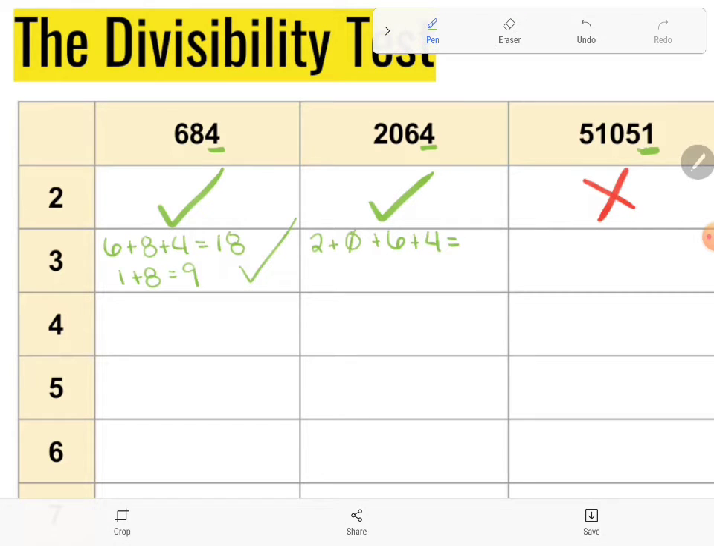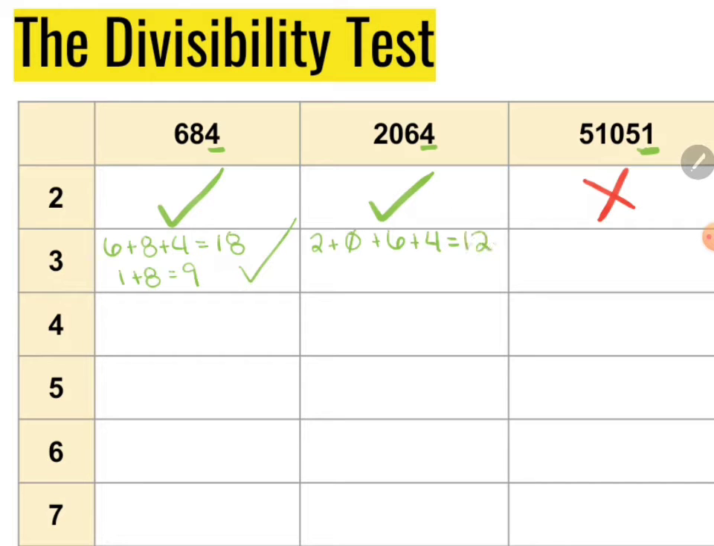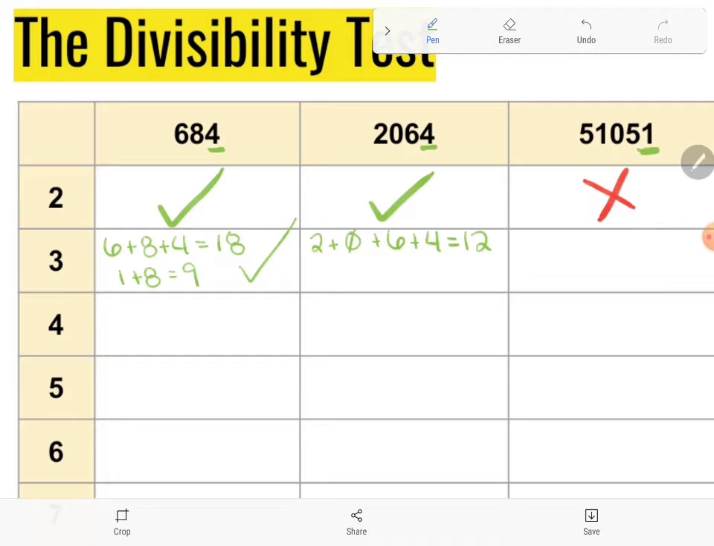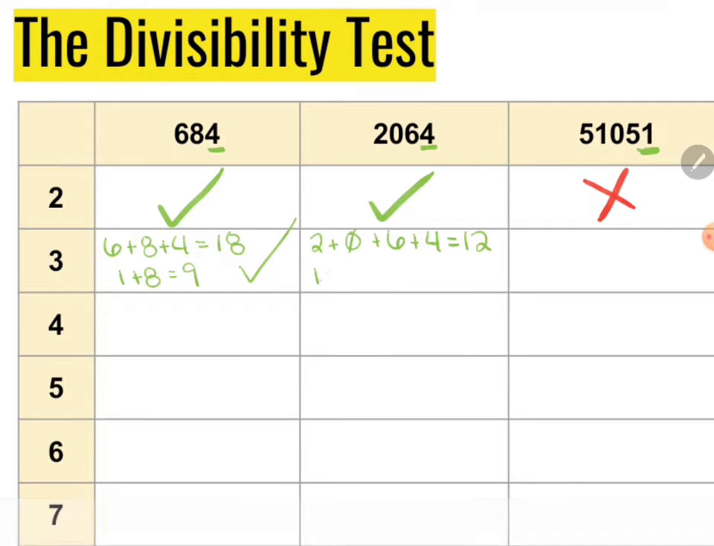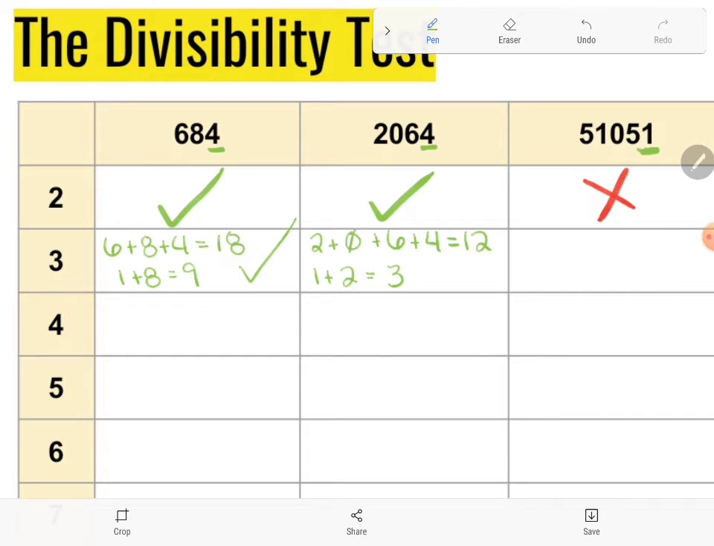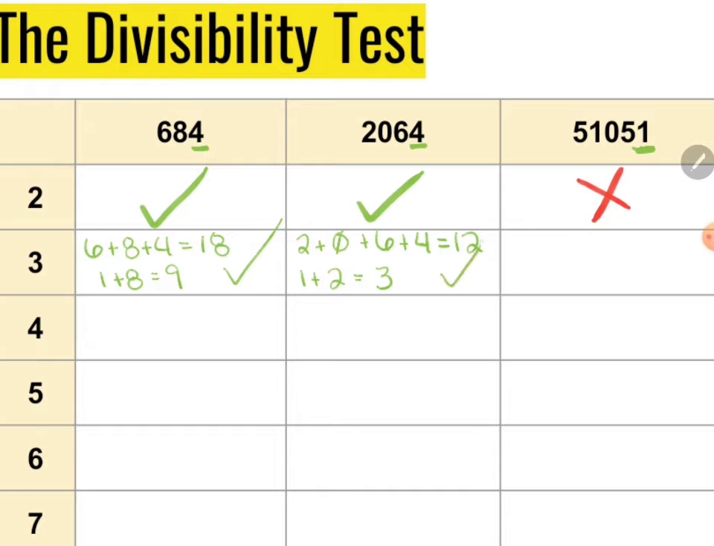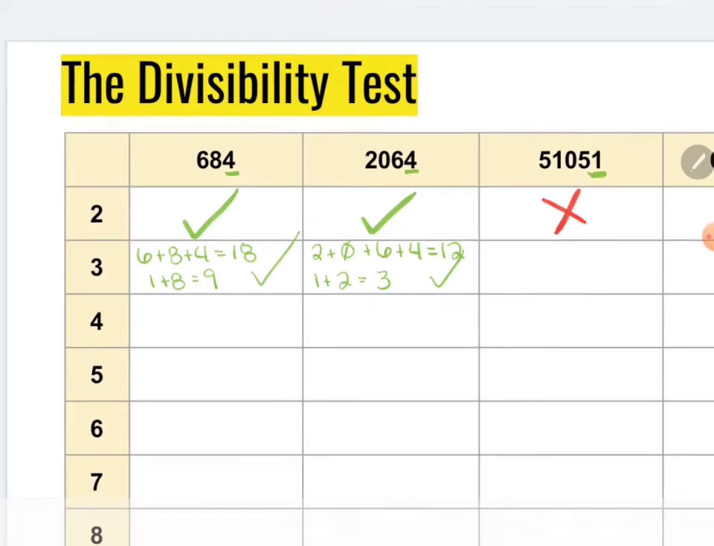And 2 plus 0 plus 6 plus 4 is going to give us the number 12, which we can take a step further, and we can do 1 plus 2, and our solution would be 3. 3 goes into 3 one time, therefore 2064 is divisible by 3.